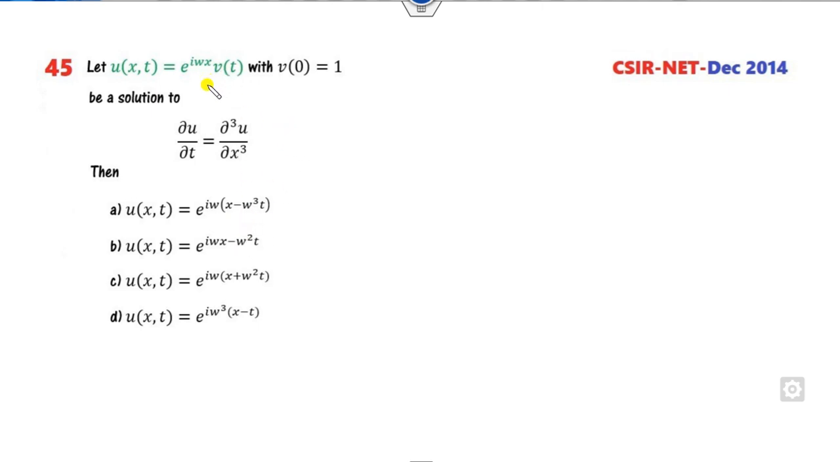Again, you can think about which of the following options is this. So this V of 0 is 1. Firstly, check here. Okay, so we can see what is the coefficient of x. This is my coefficient of x. What is the coefficient of t? If you multiply them, minus here. So we can check about here.